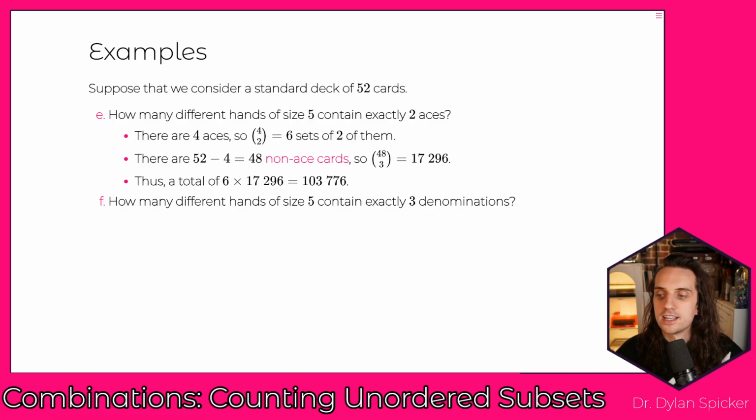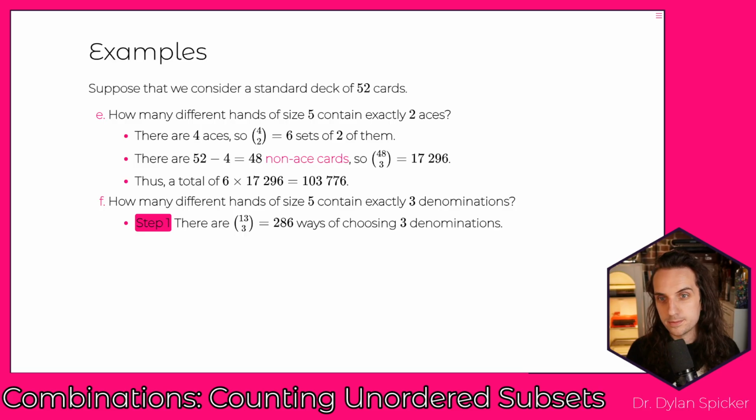How many different hands of size 5 contain exactly 3 denominations? Okay, so this is going to be a little bit more tricky, right? Because not only do we need to know which denominations we're going to pick, but you need to have at least one of each of these denominations. But if you do that, you're only going to end up with 3 cards. And so we know that there has to be some replication. So how might we start breaking down this question?